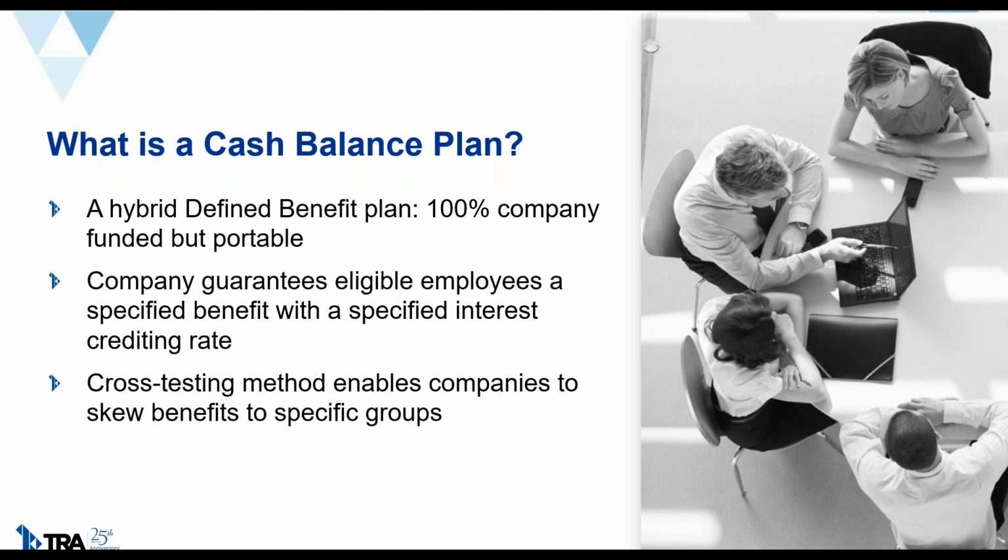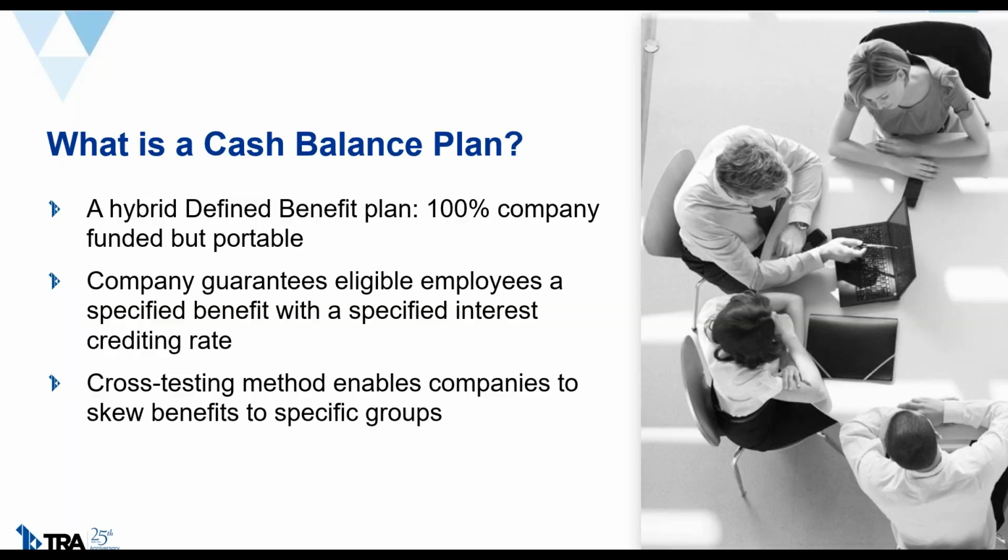We use cross-testing methods to allow companies to push benefits to the employees that they need to. So this is a very important feature. You could have 3 owners or 5 owners or different groups of employees, and each one of those can get a different benefit accrual or pay credit in the plan, as long as the plan passes testing.